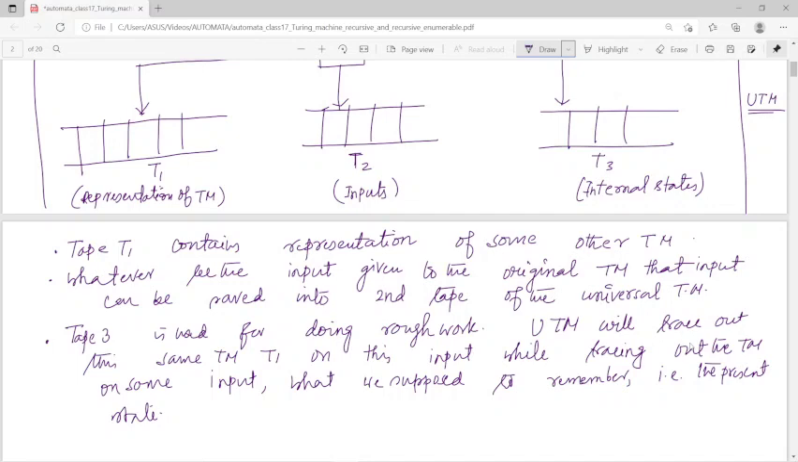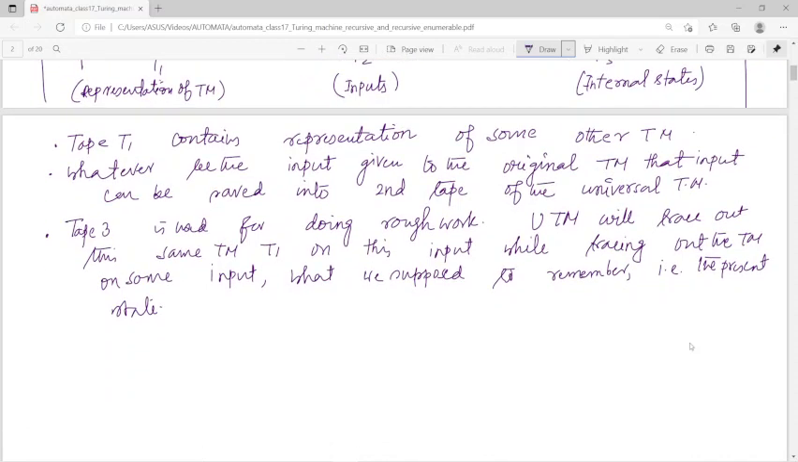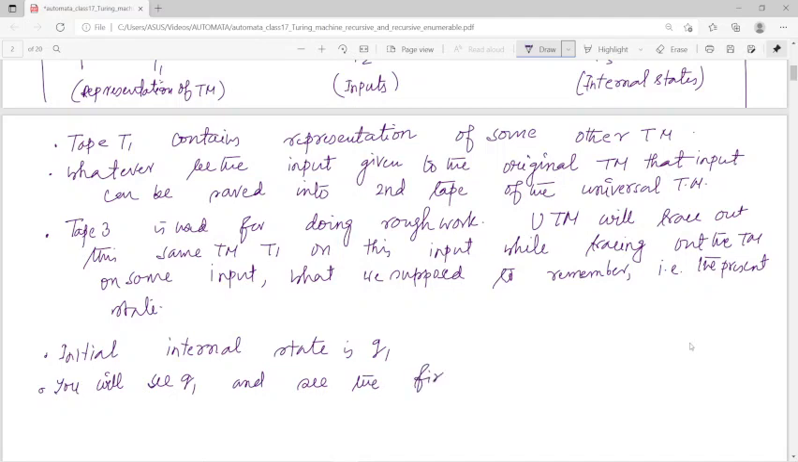We will see, suppose the initial internal state is Q1. So you will see Q1 and see the first symbol of the input from T2, because the T2 tape contains the input.